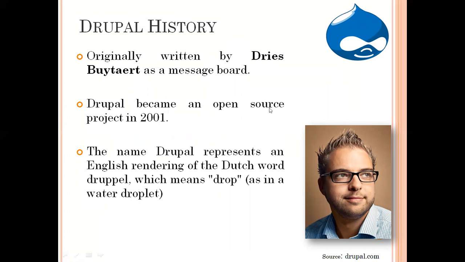And you might be wondering what the meaning of Drupal could be. It's nothing but drop. Even their logo, you can see how the logo looks. It's a Dutch word, Druppel, which is how it's spelled, meaning droplet or water droplet. That is what it means.